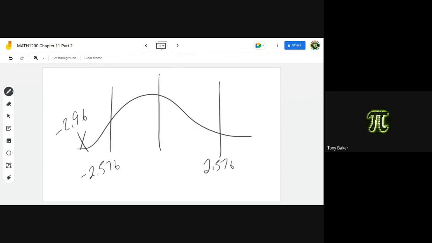Now that actually comes up when we're looking at the two-tailed tests. You have to have the plus or minus. If we're just looking at one-tailed, we would just look at the one side of it, whichever side we're looking at. If it's less than, it'd be the negative side. If it's greater than, it'd be the positive side.